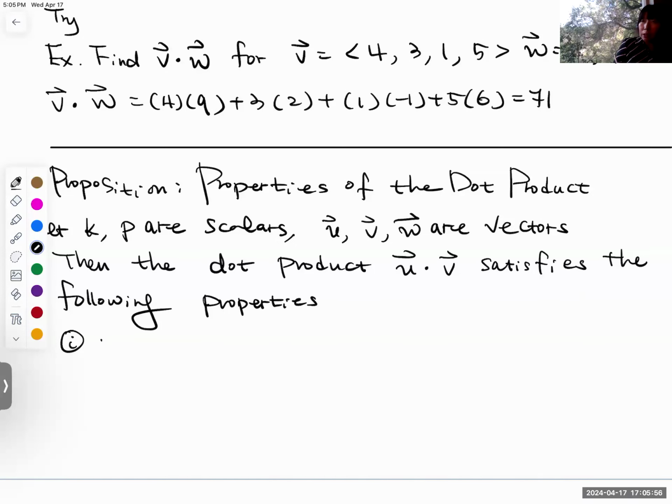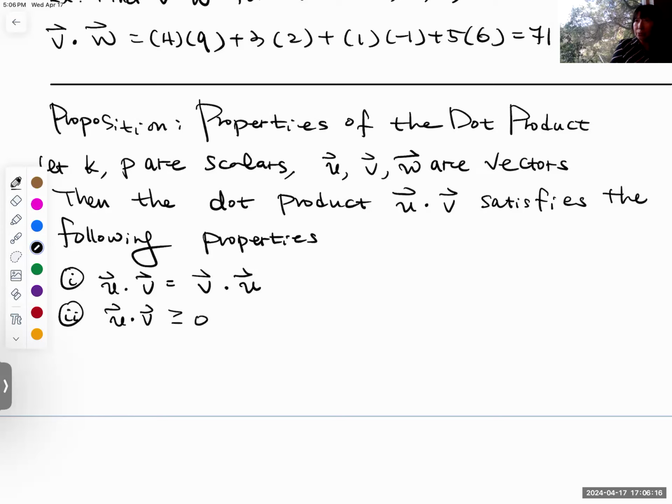Okay, first one, the dot product of U and V is the same as the dot product of V and U. This is what we call the commutative law, right? Second, the dot product of U and U is greater than or equal to 0. And if this equals 0, then we know this notation, if and only if, the vector U equals the zero vector.